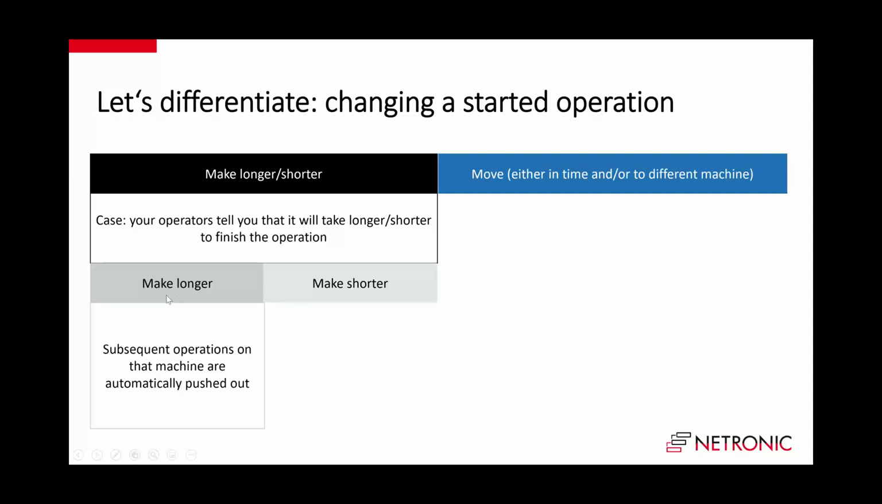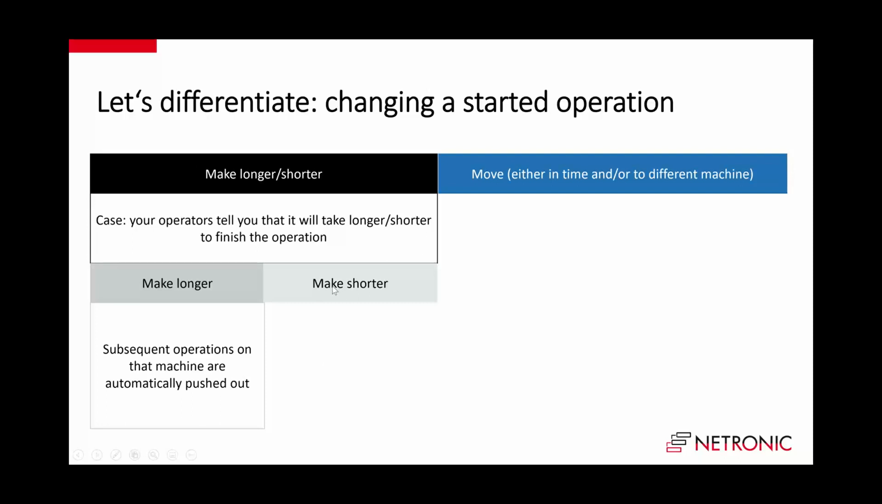If you make it longer, so if there is a bar and we make it longer, we build it in a way that the subsequent operations on that machine are automatically pushed out. Imagine you have one operation lined up after the other on your machine, and now there is one that is started, that has some posting, and you need to make it longer. Then you just draw it longer, and all the others on that machine are automatically pushed out.